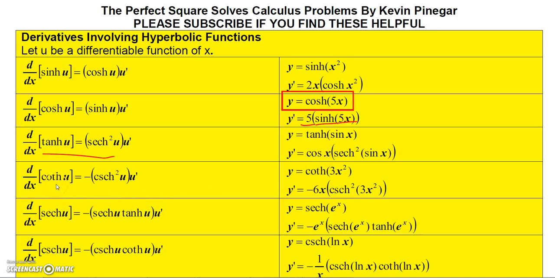And then the next one, I'll need this formula because I have the hyperbolic cotangent of 3x squared. Well, the derivative of the hyperbolic cotangent of u is minus the hyperbolic cosecant squared of u times u prime. So if you're wondering where the minus comes from, it's from the formula. So there's the minus, and then you have the hyperbolic cosecant squared of u. Remember, u is 3x squared in this case, and then you multiply by the derivative of 3x squared, and the derivative of 3x squared is 6x.